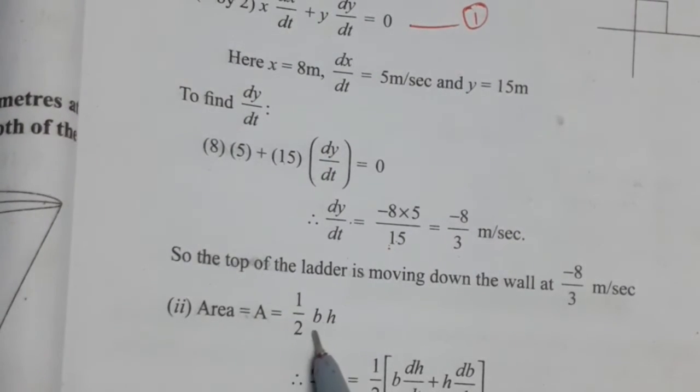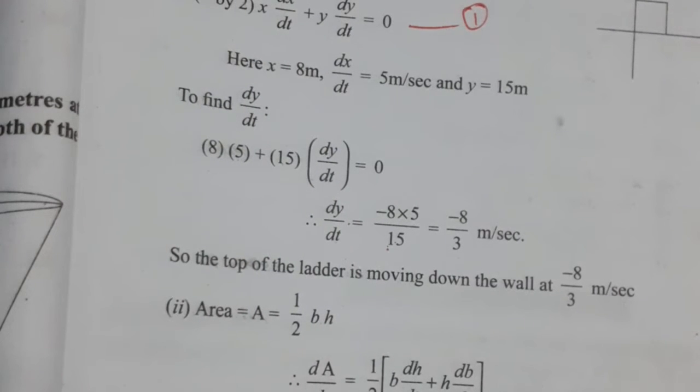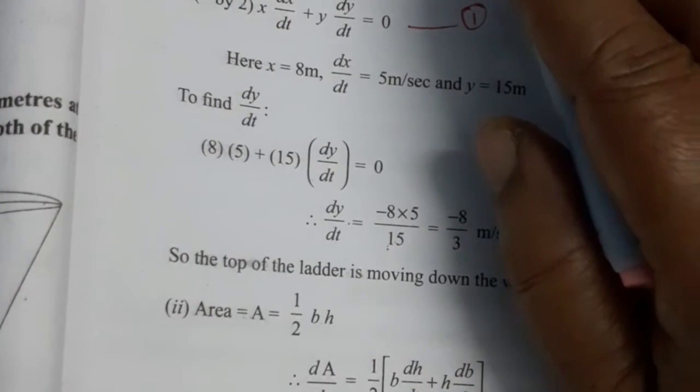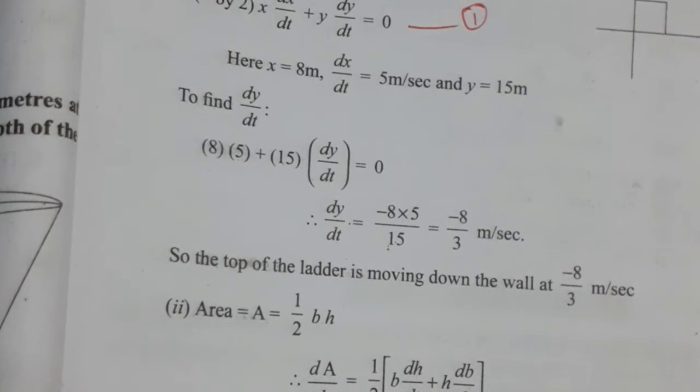Area A equal to 1 by 2 into b into h, half into base into height. dA by dt equal to 1 by 2 into, using the UV rule, b dh by dt plus h db by dt. When base equal to 8 meter, h equal to 15 meter. db by dt, the rate of change of the base, is 5 meter per second. And dh by dt, which we just found, is minus 8 by 3 meter per second.